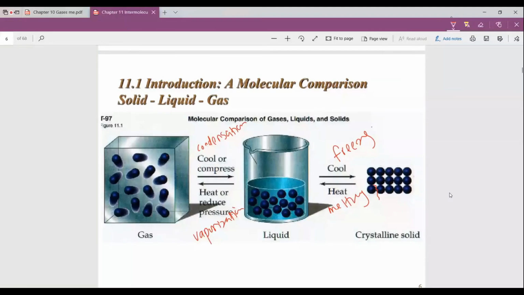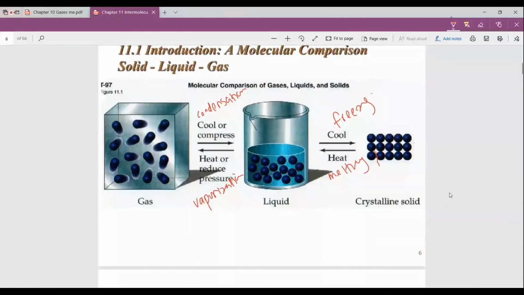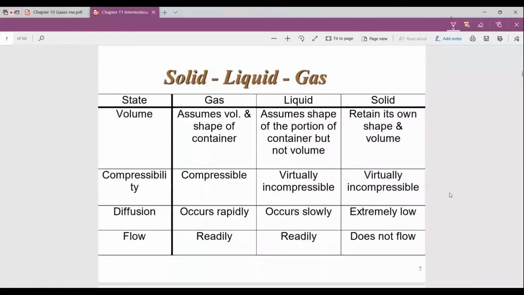Okay, from gas, liquid and solid, we also learn the properties. Here are properties 1, 2, 3, 4 for comparison of gas, liquid and solid. In terms of volume, for the gas, it follows the container. If we put it in a triangular or rectangular shape, then the gas follows the container.